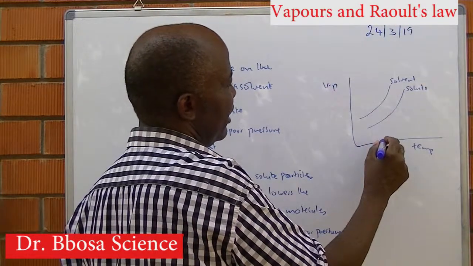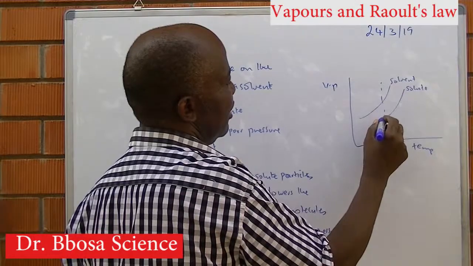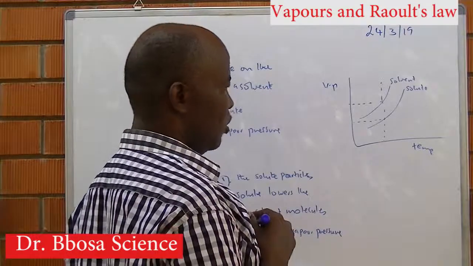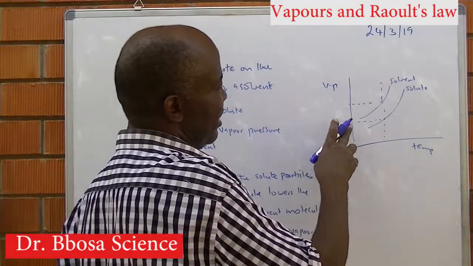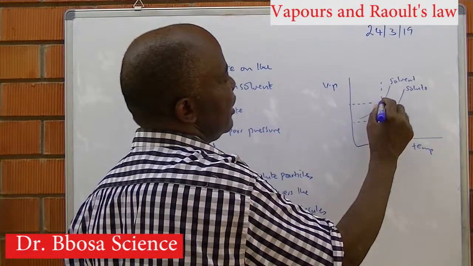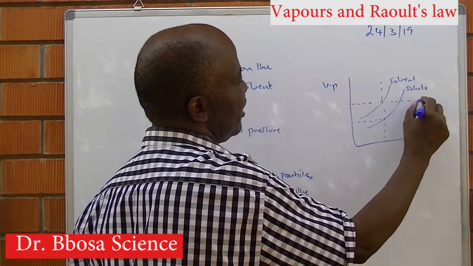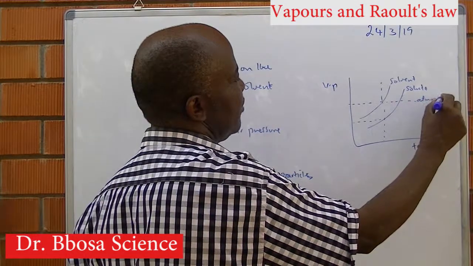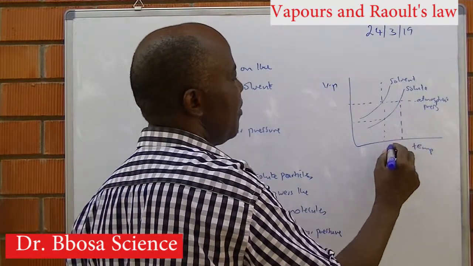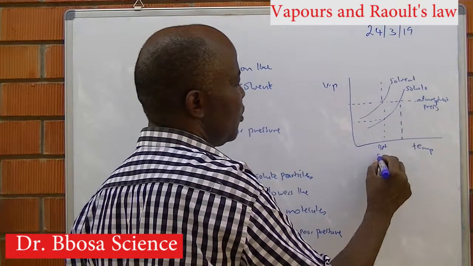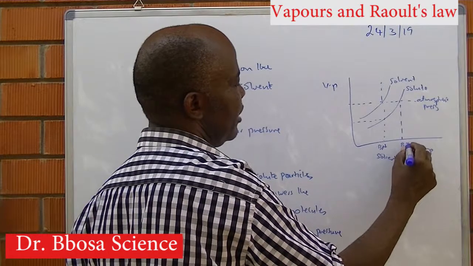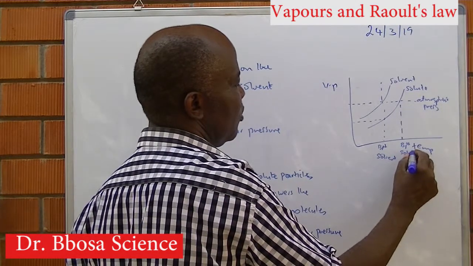That at any given temperature, the vapor pressure of the solution is lower than the vapor pressure of the solvent. Lowering the vapor pressure of the solvent by a solute will definitely increase the boiling point. If this is atmospheric pressure, then it means that the boiling point of the solvent is lower than the boiling point of the solution.